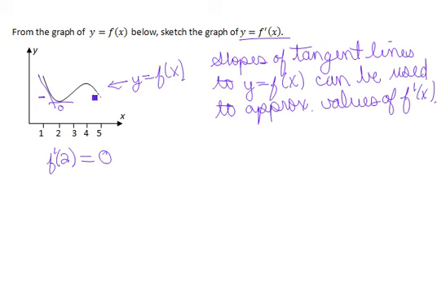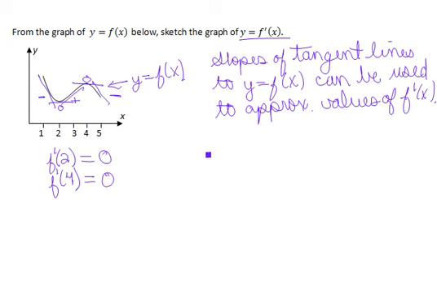How about after that? If I go just to the right of 2 and look at a tangent line, notice that it has positive slope, and it's going to remain positive until I get to another horizontal tangent, which looks to be at 4. Let's make note of that. I have a horizontal tangent line. In other words, the derivative is 0 at x equals 4. Once I get past 4, again, all my tangent lines have negative slope.